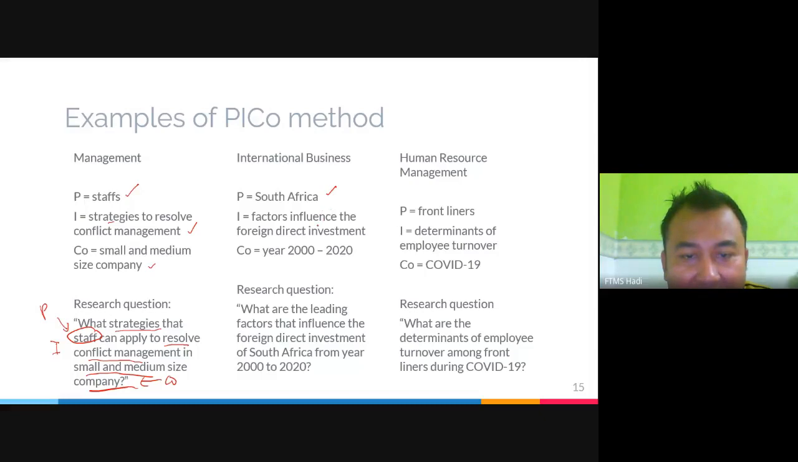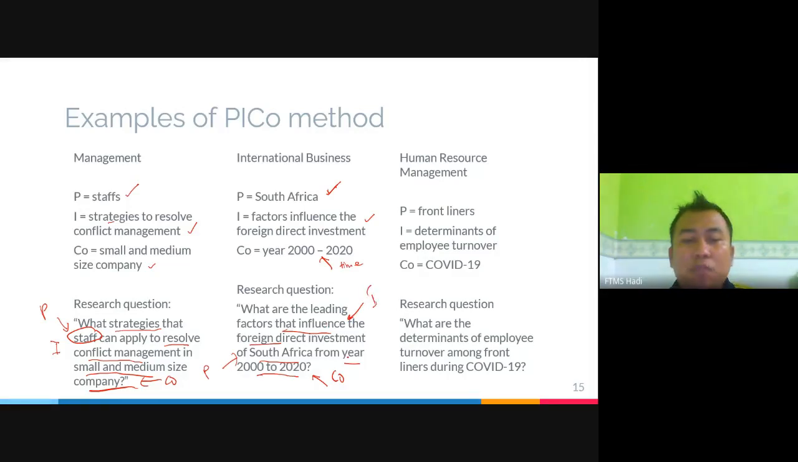That means the country that they want to analyze is South Africa. Factors influence the foreign direct investment. This is the context, because the context, based on the scope, is based on time. Yeah, you can do that as well. So the research question: what are the leading factors that influence the foreign direct investment of South Africa from year 2000 to 2020? So this is the context. This is the population. These are the contexts. The interest. Yeah. PICO as well.